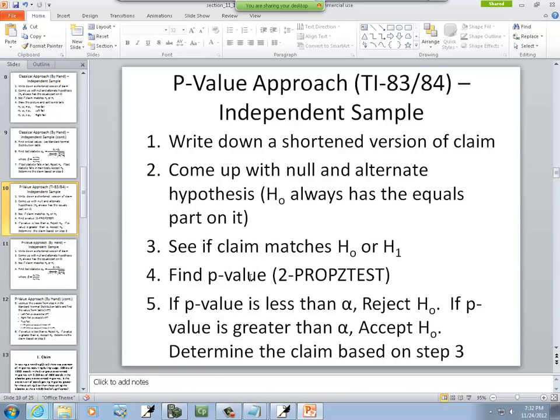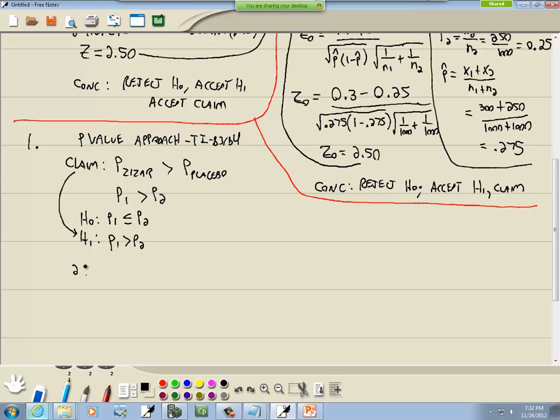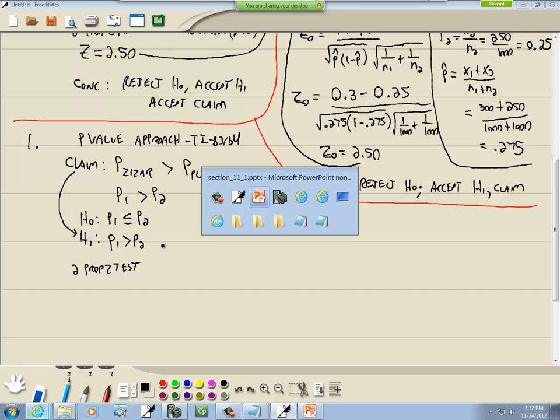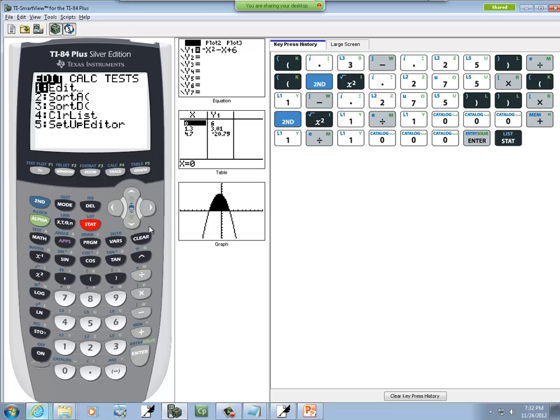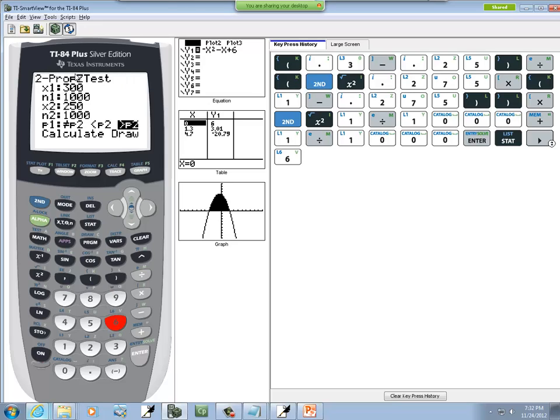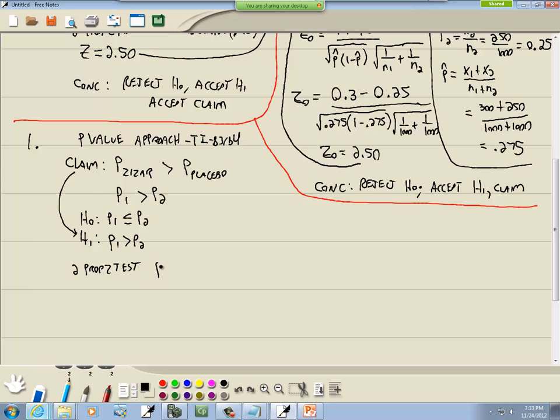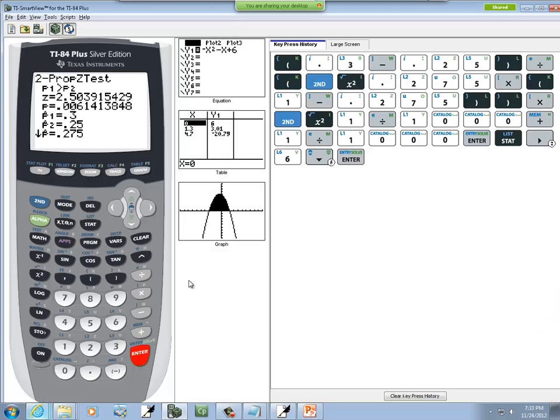Step 4, find a p-value. Use 2-prop z-test. Now, our 2-prop z-test, if I go to stat and go to tests, 2-prop z-test. We've been in there already. Basically, fill in your x's, fill in your n's. You choose the appropriate symbol, and then when you choose calculate, it'll give you the p-value. So p-value is equal to 0.0061.